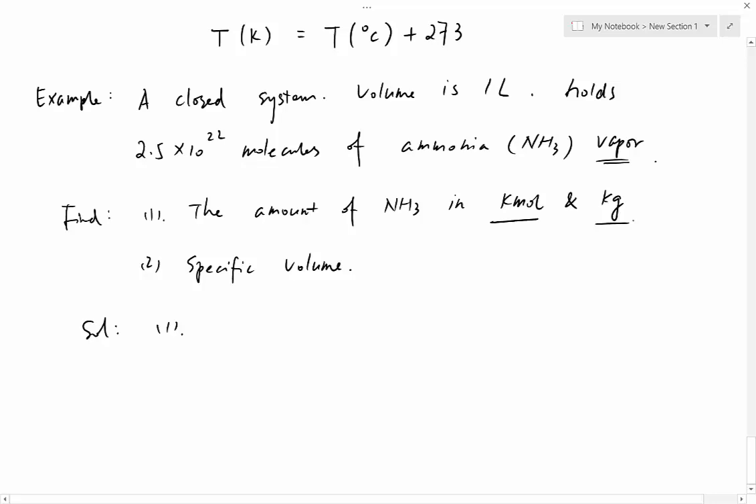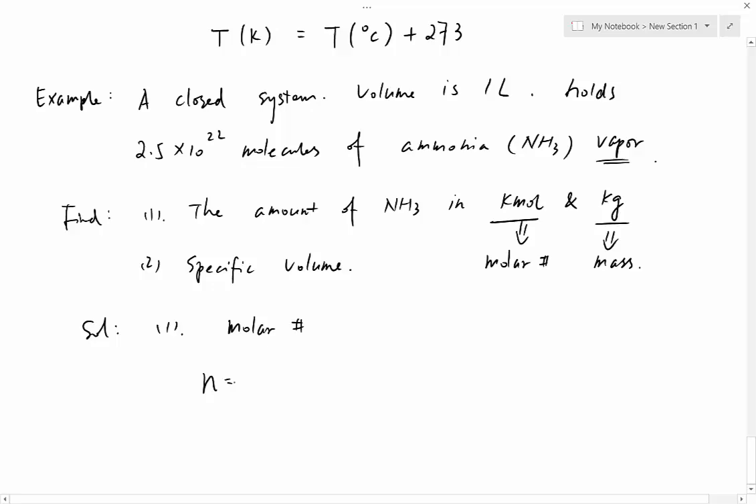What essentially is the question asking for? Kilomole, that is what? Molar number. And kilogram, that means mass. Okay, so let's start from molar number first. How do we find molar number? We already know the number of molecules in the system is 2.5 times 10 to the 22nd. Can we find molar number from this number?